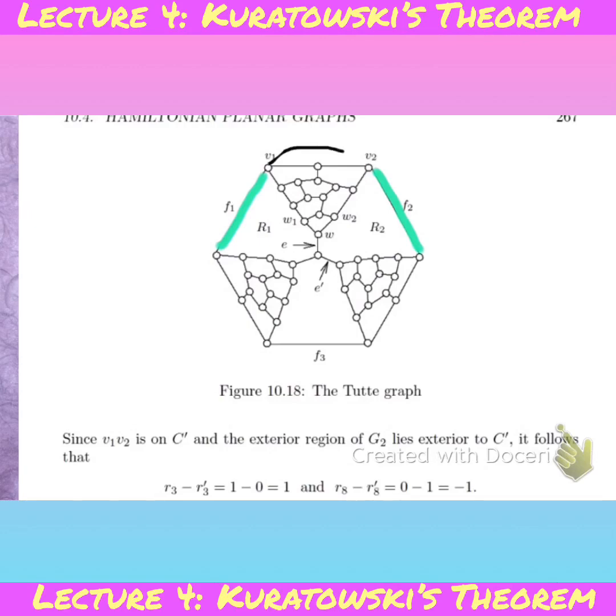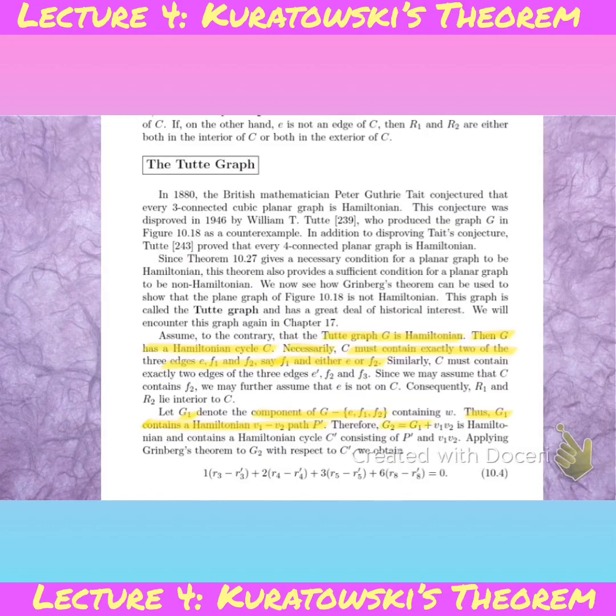And so we can join V1 and V2, forming a new section, this component here, and that is going to be a graph that has a Hamiltonian cycle, and it's planar. So there is G2, which is G1 plus that edge, and that is a Hamiltonian graph that contains a Hamiltonian cycle C prime, and that consists of the path P prime. Now, applying Grinberg's theorem, we then get that this summation for this special graph G2 holds.